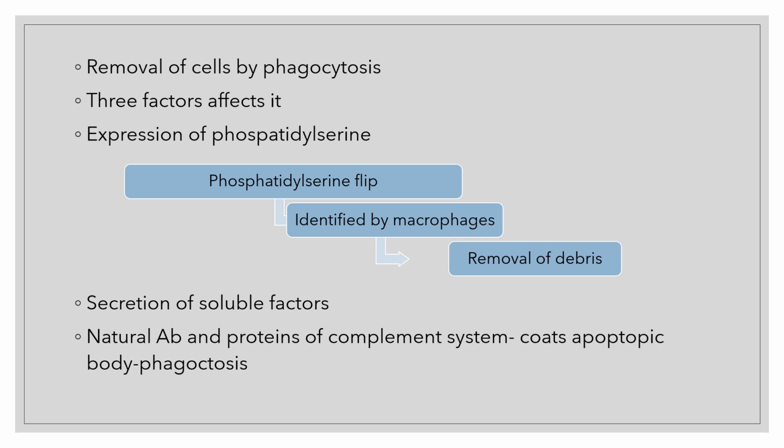Now we will go to the last stage, that is the removal of the cells by phagocytosis. This step is also known as efferocytosis. It's mainly divided into 3 factors. One is the presence of phosphatidylserine. In this, what happens is phosphatidylserine flip occurs, that is the phosphatidylserine that is present actually in the inner membrane comes to the outer membrane of the apoptotic cell. This is identified by the macrophages, and then removal of the debris occurs.